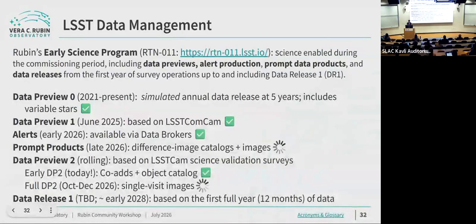And then the full DP2 will be released around October, December, where we'll add single visit level images, or what we call processed visit images, or PVIs. And then we'll look ahead to Data Release 1. This will be the first full year of LSST data. That will probably be around early 2028. It'll take about a year to take the data and then a year to process all of that data.